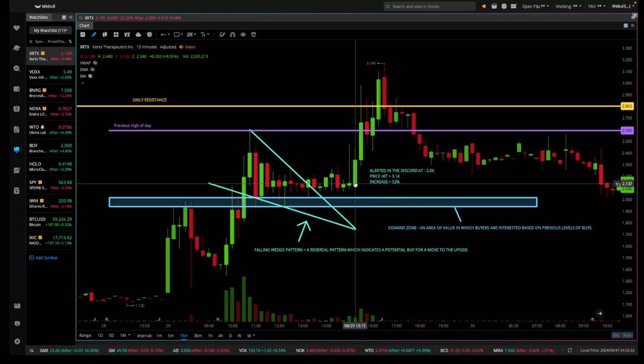So this play was amazing. Again, I always take my base hits and I let runners run. This play went on to run 52%. Extremely proud of this play. This is one of my many A+ setups this week.